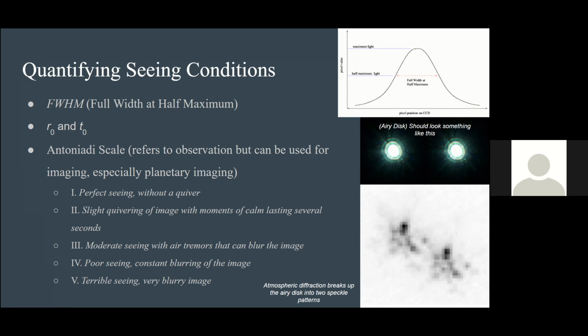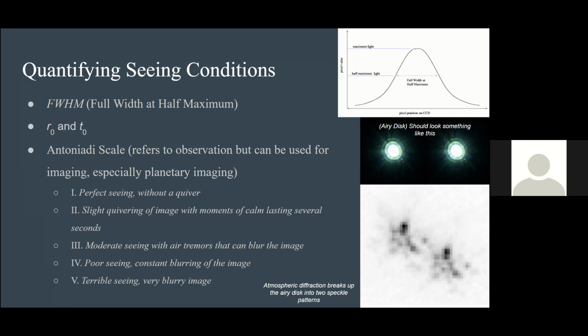And then four is poor seeing, like a constant blurring of the image. We've seen that. I remember when I was at the observatory looking at Mars with Russ, I saw that same thing. It was constant air tremors that blurred the image. I couldn't see any details. Every single time I tried to see details, I would see these random blurs that would occur on Mars. And then there is five, which is basically terrible seeing with a very blurry image. This would be the worst possible seeing outside of completely cloudy.